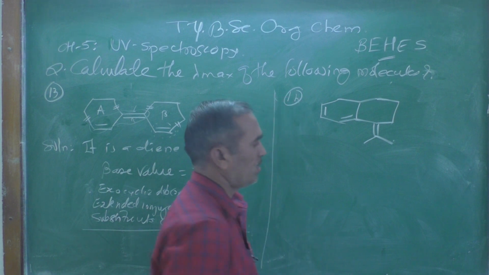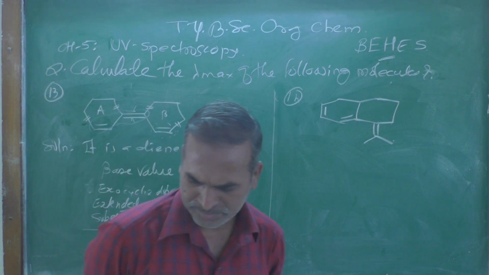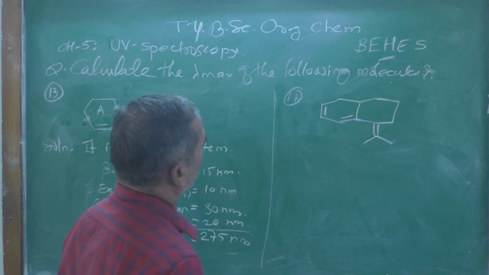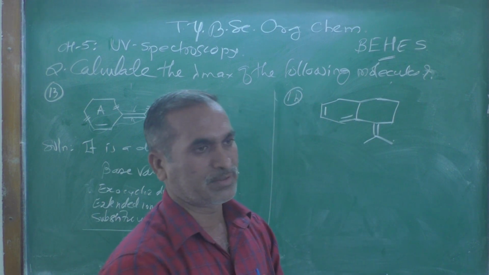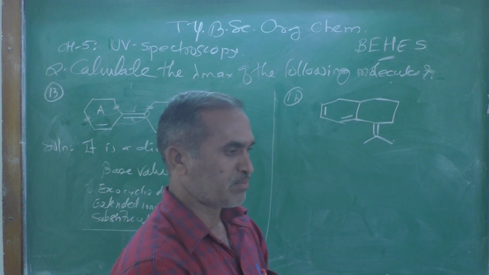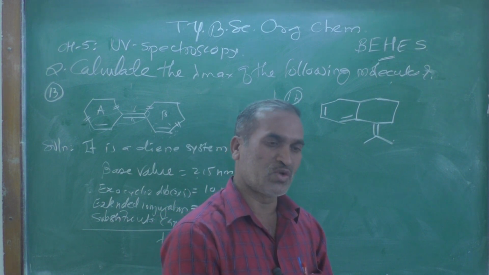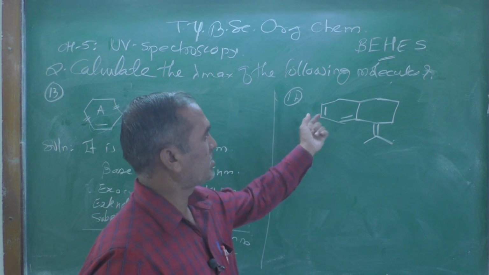This is the example which is given here. And now, as we know, calculate the lambda max of the following molecule. This is the molecule. First, find out whether this molecule has a diene system. Yes, this molecule has a diene system.